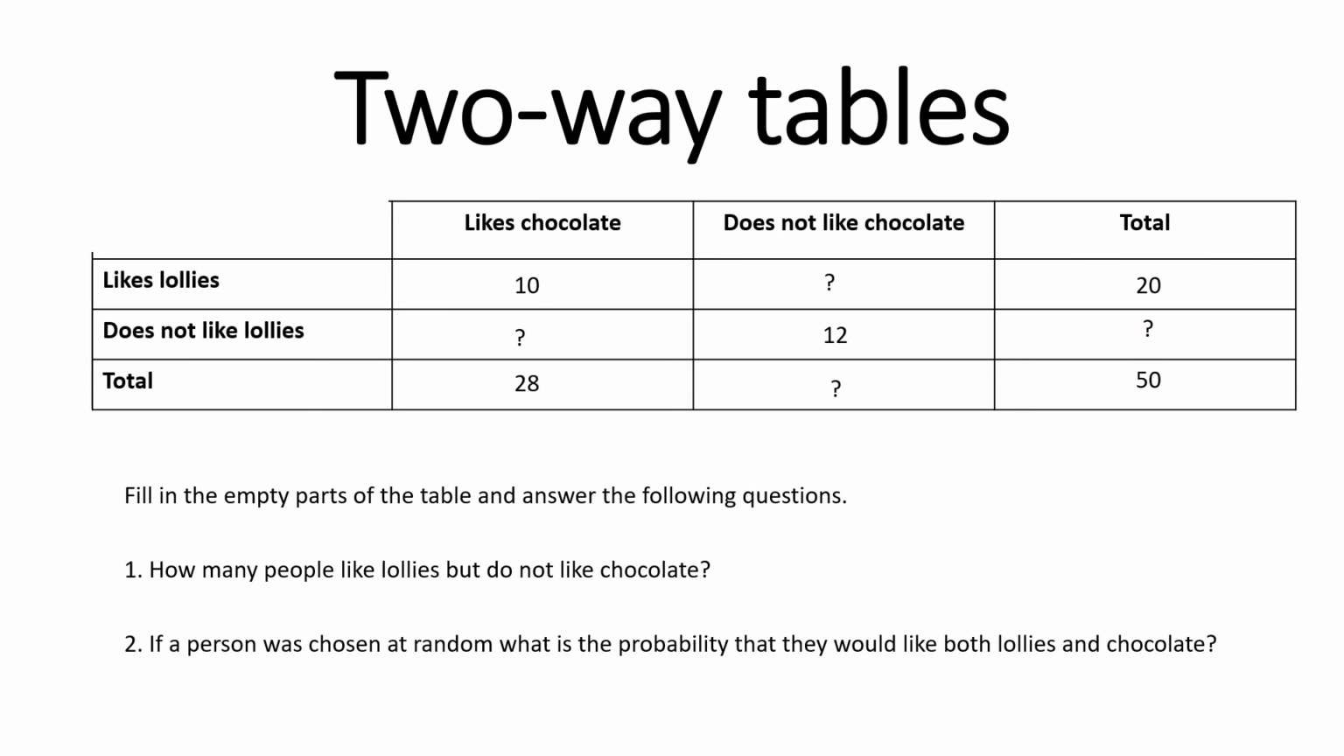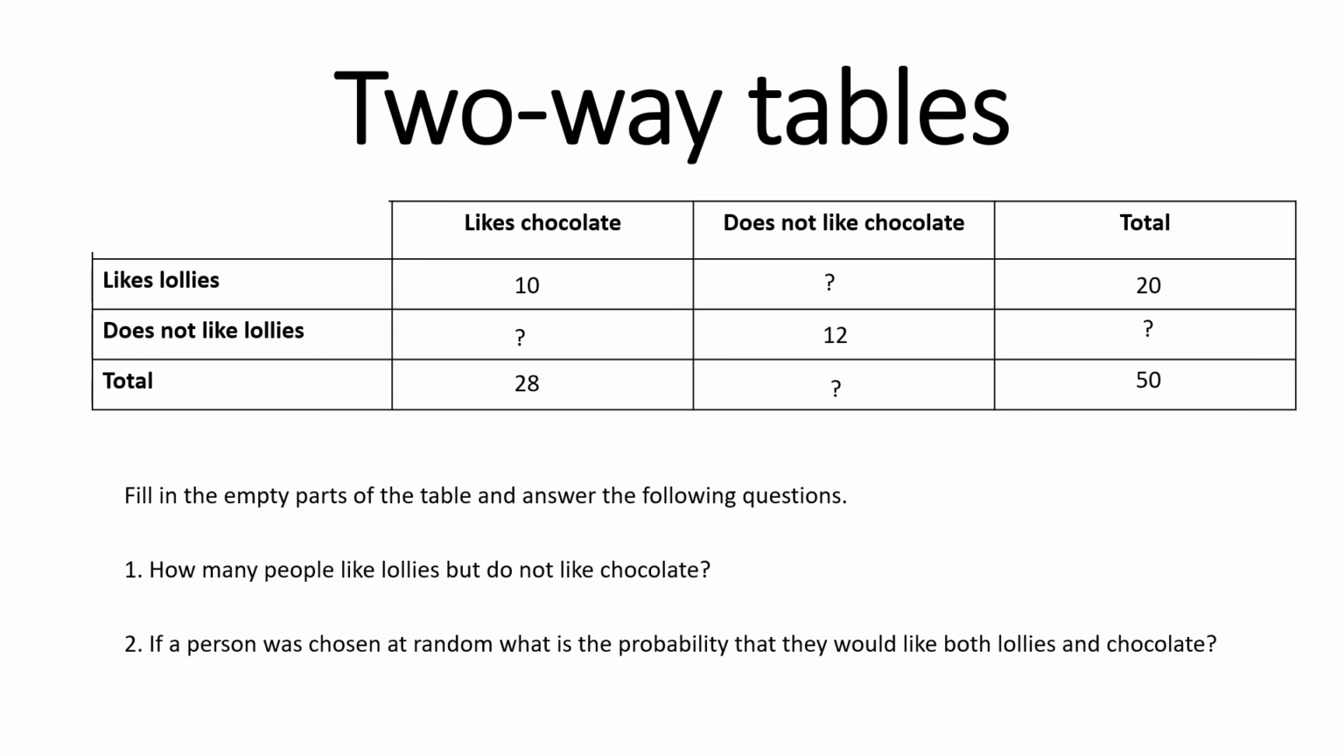Now we're going to do a final example using a two-way table. So here we have a two-way table that has been partially filled, and it's about people who like lollies, like chocolate, or don't like lollies and chocolate. When you are given a partially filled table, you need to fill in the blanks, or in this case we have question marks.